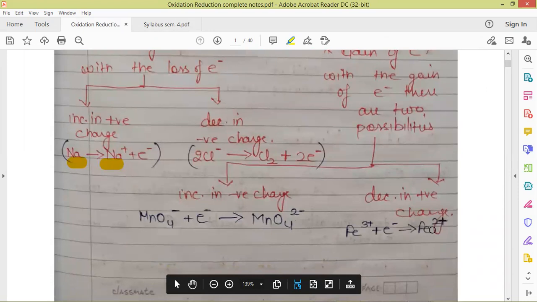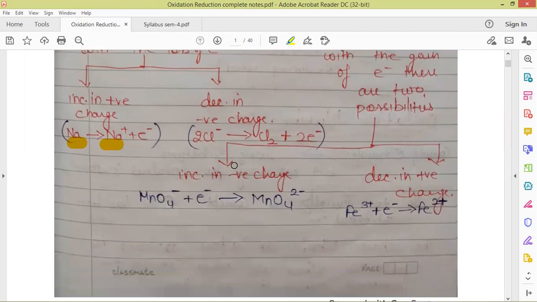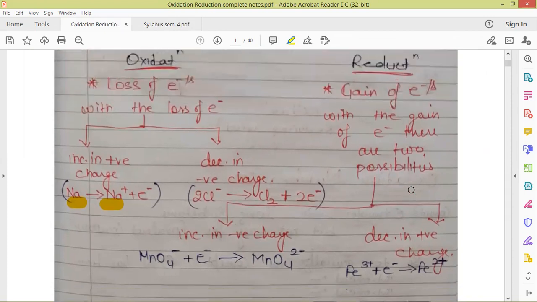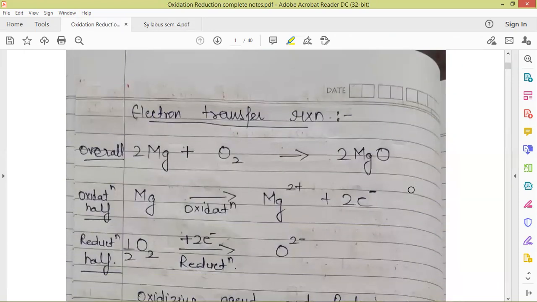So here, a decrease in positive charge is there. So this is also a case of reduction. So whenever there is loss of electrons, it can lead to either an increase in positive charge or a decrease in negative charge, and that is going to be oxidation. And whenever there is gain of electrons, which can lead to an increase in negative charge or a decrease in positive charge, both cases are considered under the reduction category. So this is how, overall, there is an electron transfer.